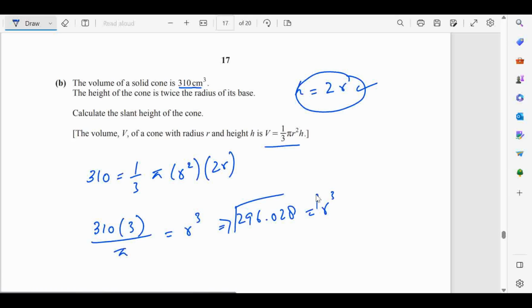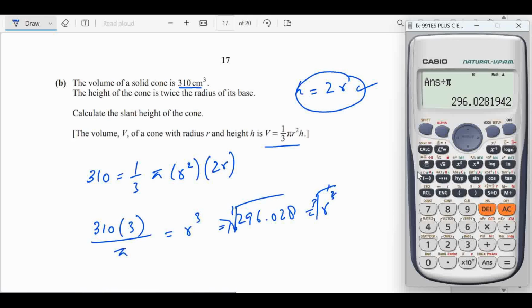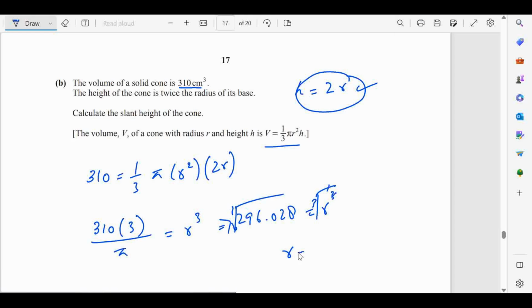Take the cube root on both sides to cancel this out. So let's take the cube root of this one. How can we take the cube root? Shift, cube root of the answer. So this will be equal to 6.664. So we can write r as 6.665. This will be the radius. Now we are interested in finding the height.